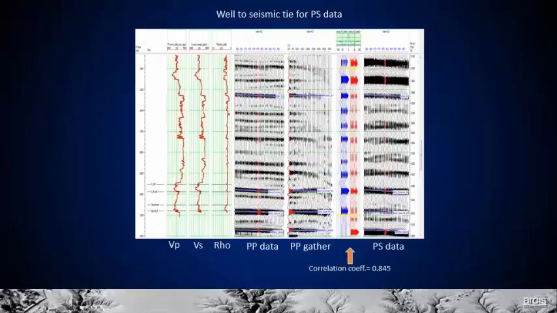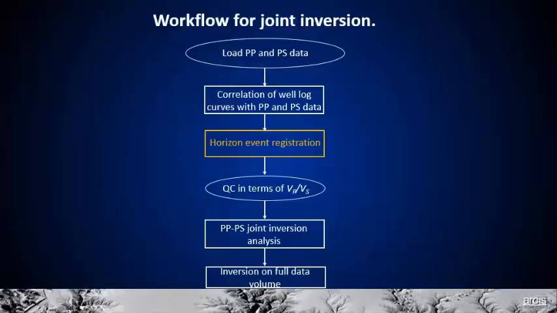Similarly, for the PS data, we do the same thing. And in this particular case, the correlation coefficient is reasonably good. That is not always the case, but here it seems to be quite good. Next step is the horizon event registration.